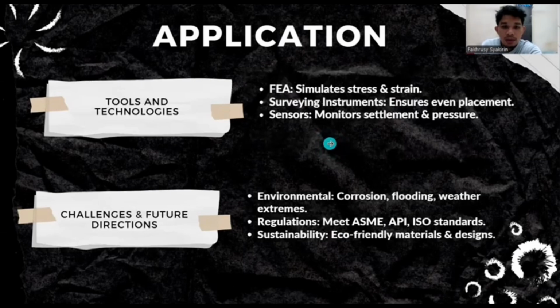Next is tools and technology. Modern tools and technology are indispensable in the design and monitoring of oil storage tank foundations. Finite element analysis, or FEA, is a key technique used to simulate and analyze the stress and strain distribution within the foundation and tank structure, allowing for more accurate design.